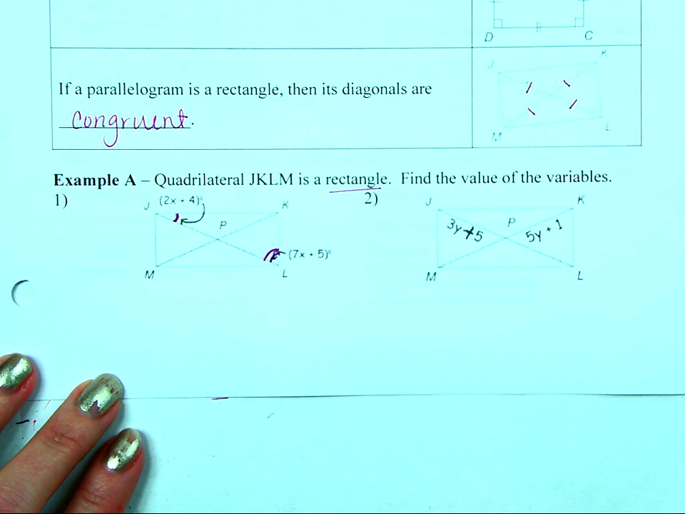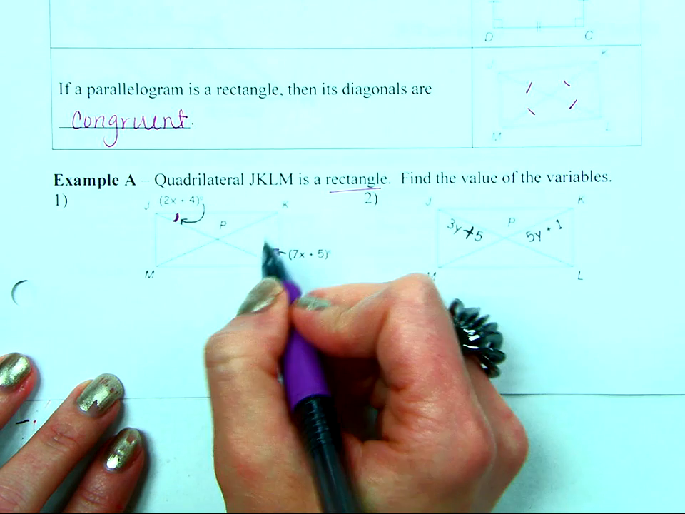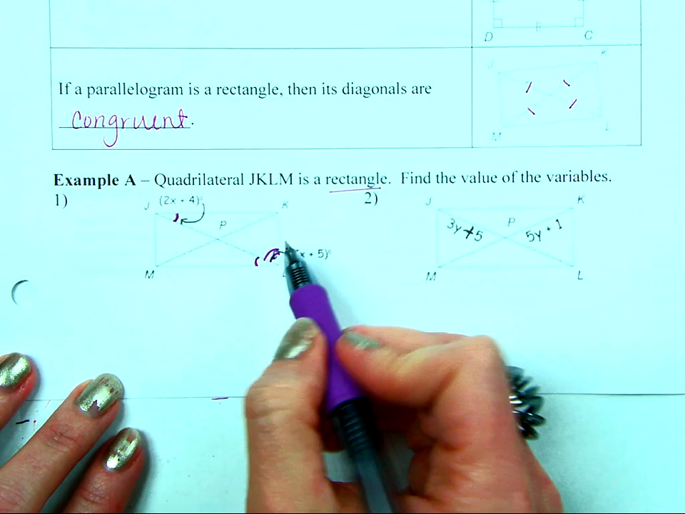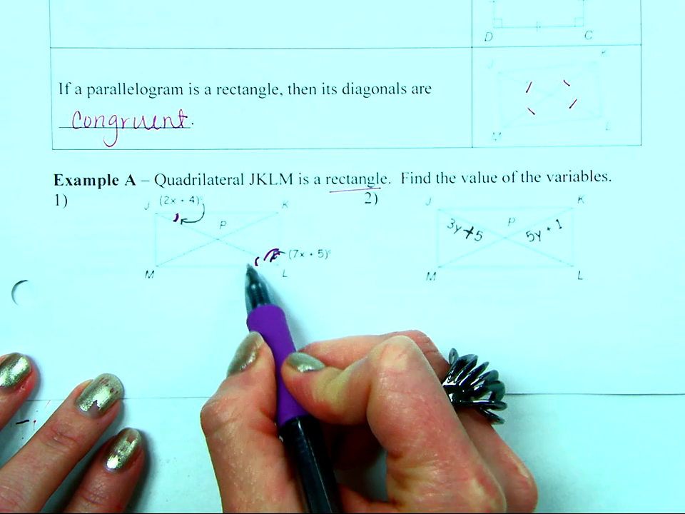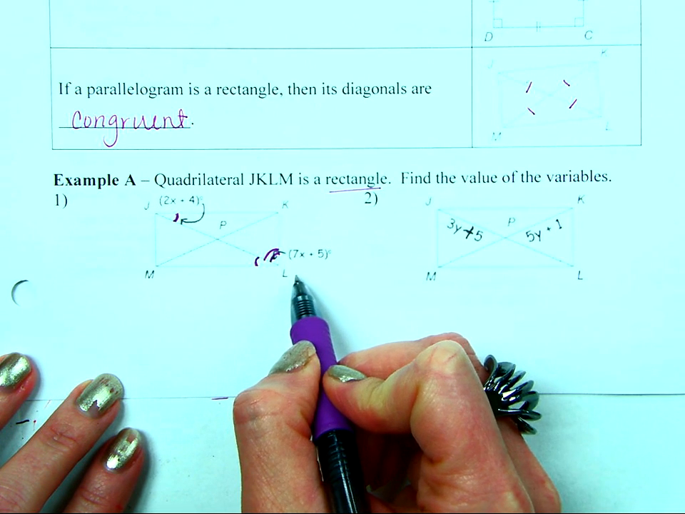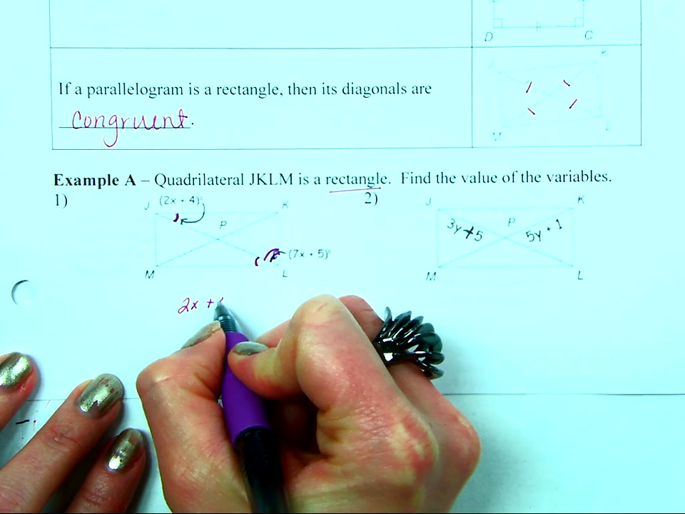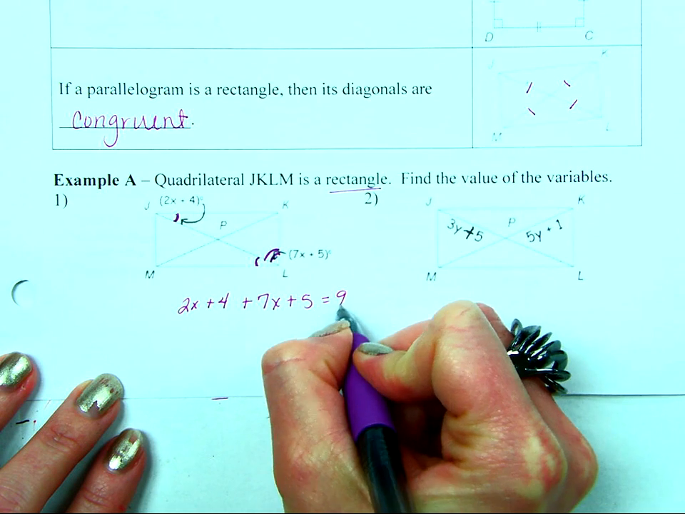However, because a rectangle is a parallelogram, I can think about alternate interior angles. And 2x plus 4, alternate interior, would be equal right down here. And what do we know about this angle here at L? Yes, it should be 90 degrees. And so I can take my 2x plus 4 plus the 7x plus 5, and that should equal 90 degrees.